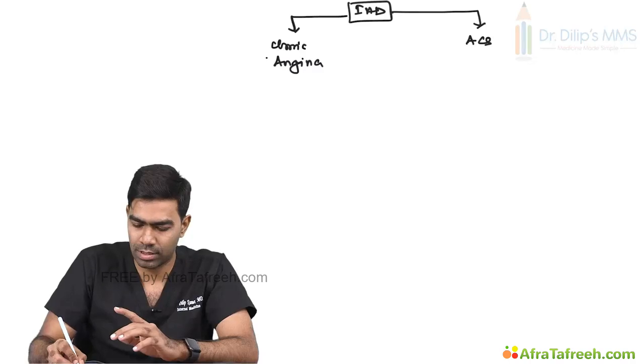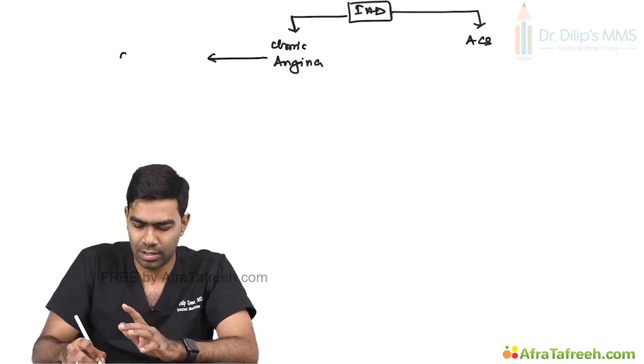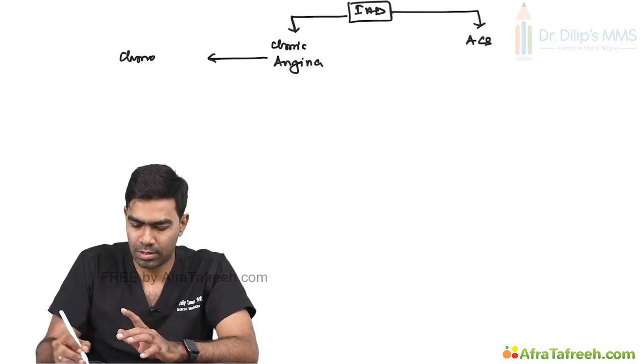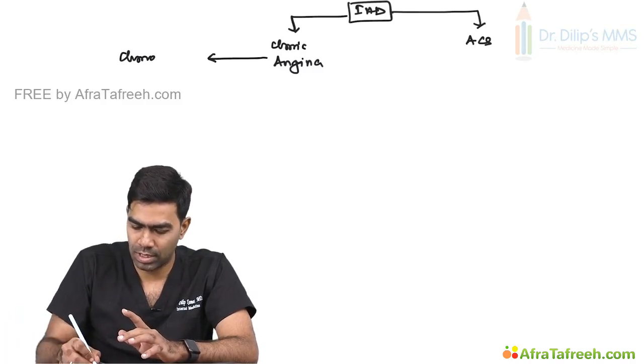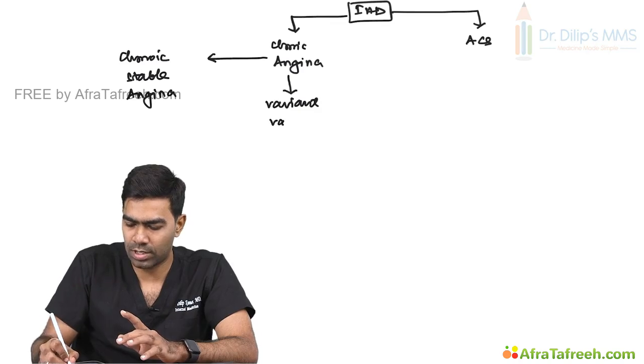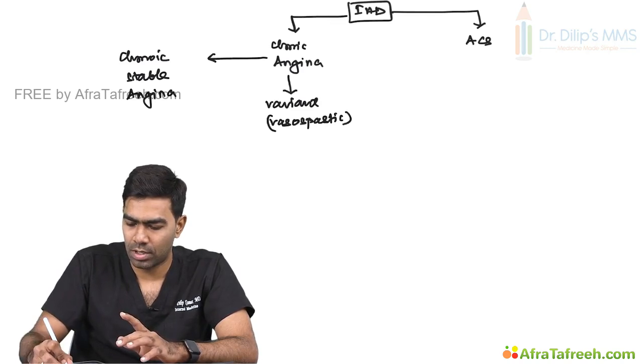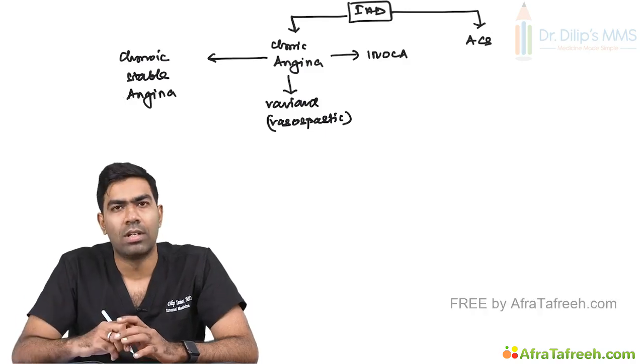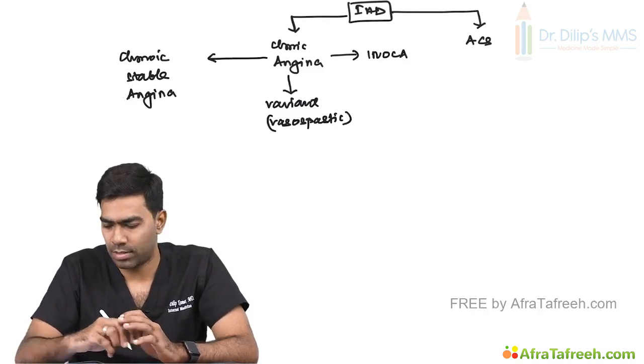So let us see the types now. As far as the chronic angina is concerned, the classic is the chronic stable angina. Second, we have something called a variant angina, or we can call it as a vasospastic or a Prinzmetal angina. Then third, we have an INOCA, that is ischemia with no obstructive coronary artery disease.